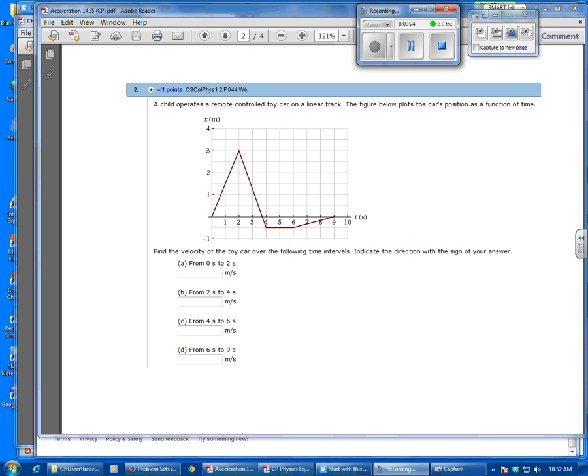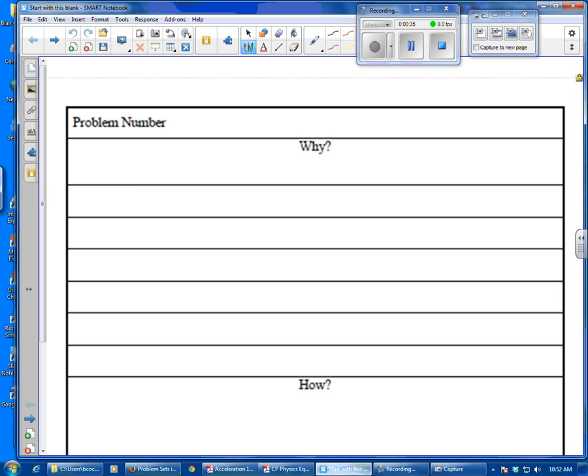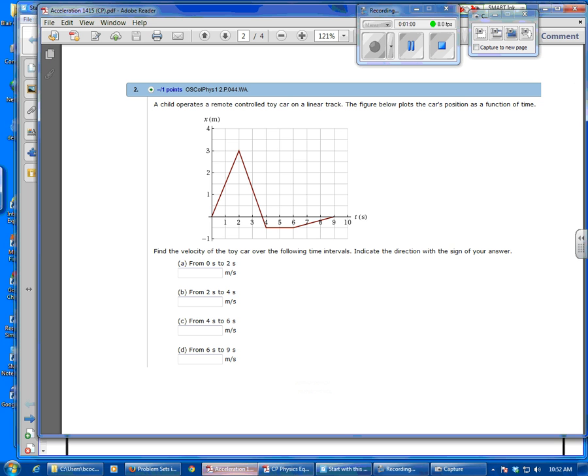First, I would note that a position time graph gives the location of the object. So, I'm going to go up here to my sheet. Why we're doing number 2. A position time graph shows location. So that's really basic, right? Position time graph shows location. But it's a good place to start.